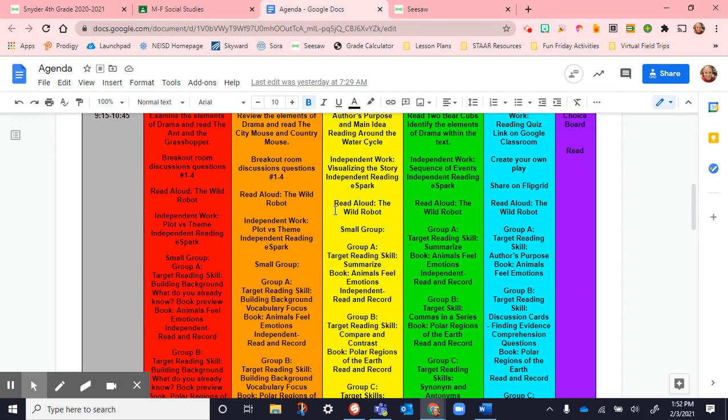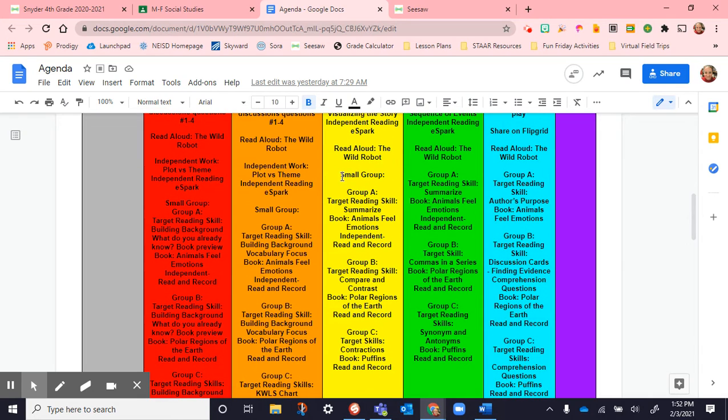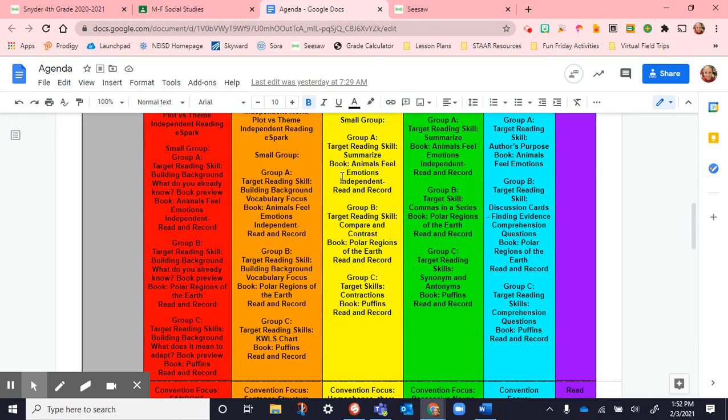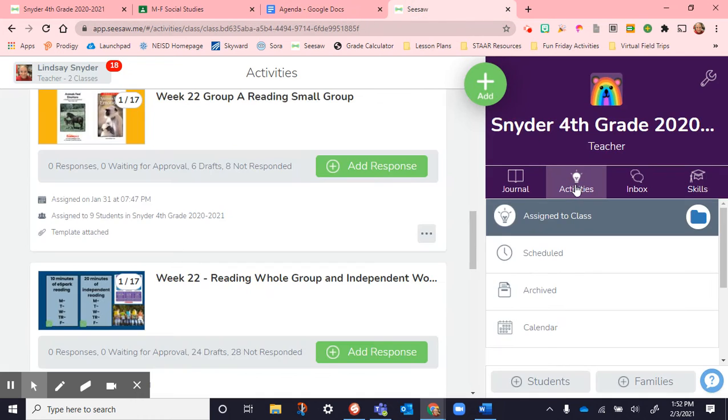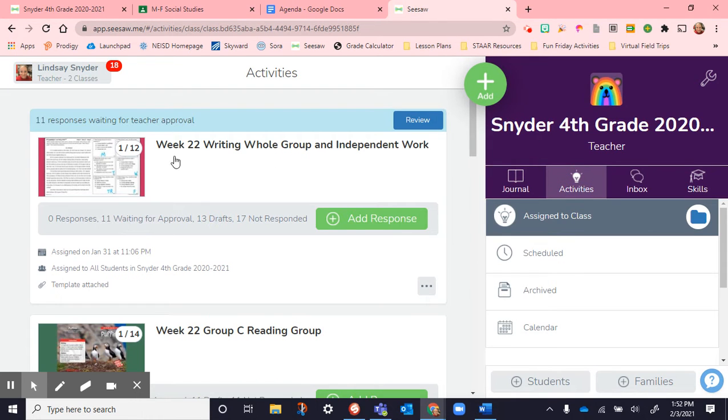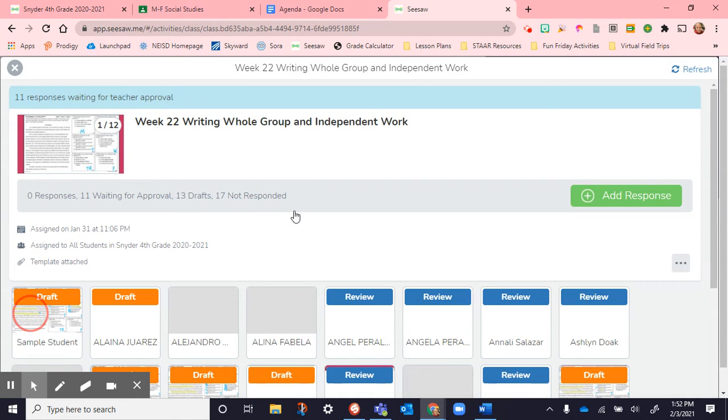We read a few more chapters there. And then in small group today, we worked on our books that we're reading. And then in writing today, we went over to our writing assignment, which is week 22, writing whole group and independent work.